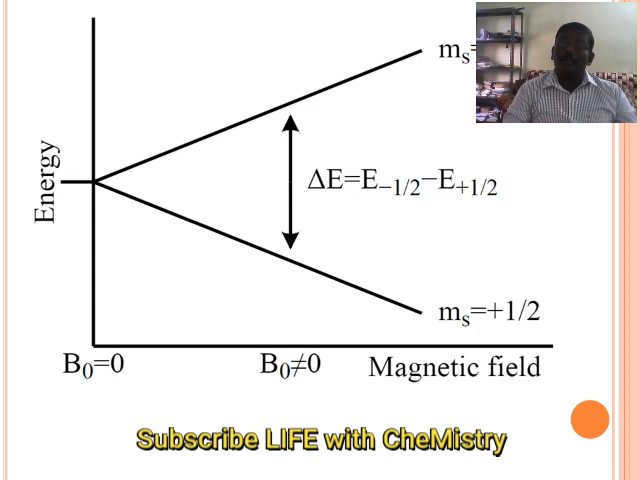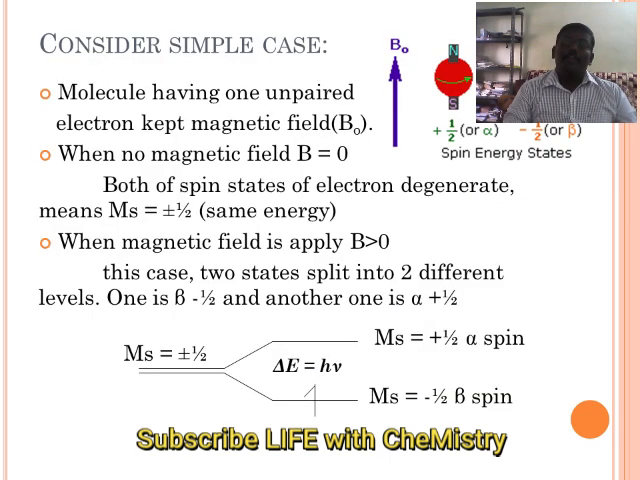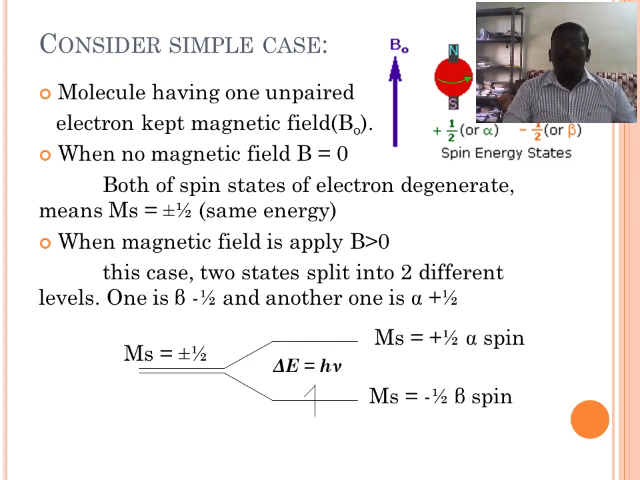We are talking about a molecule having one unpaired electron kept in the magnetic field B naught. When the magnetic field B is equal to 0, both spin states of the electron are degenerate, which means ms equal to plus or minus 1/2 have the same energy. When the magnetic field is applied, B greater than 0, the two states split into two different levels: one is minus 1/2, another one is plus 1/2.